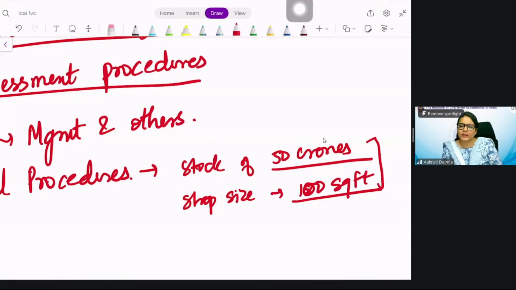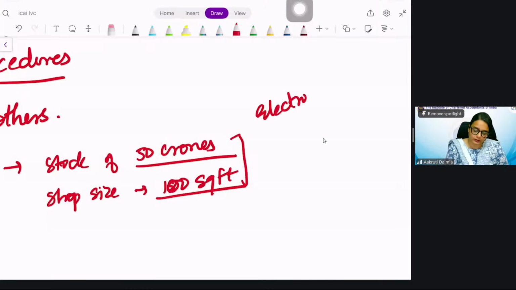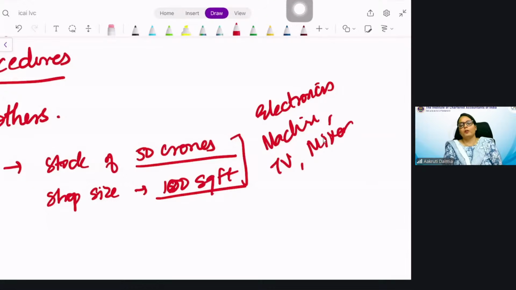Can I analyze and think, hey, how come 100 square feet? Do you understand how small a 100 square feet shop is? Can you imagine? 10 by 10. Do you think there can be 50 crores of stock? There can be. But can it create a possibility that there is something wrong? In a jewelry shop, it is possible. But what if I told you they sell electronics like washing machine, TV, mixer? Now do you think in a 100 square feet shop there can be 50 crores? So that is called judgment.